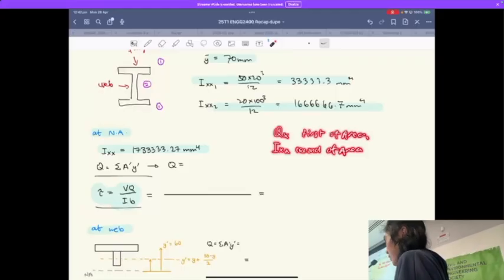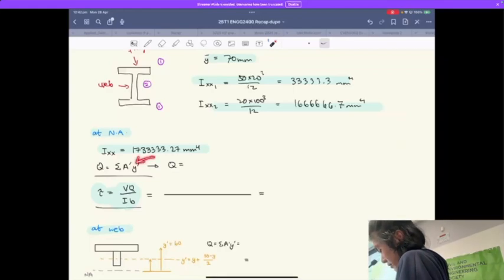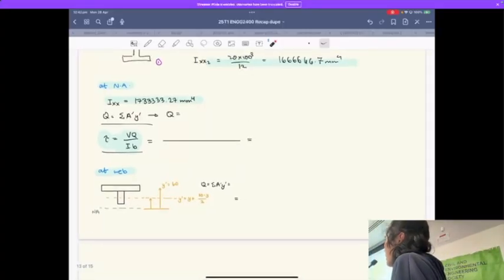This is the only time in the course that I've actually seen Qx being used. The formula for Ix is bd cubed on 12, as you know. This one is just area times y bar, I'm pretty sure. Is that total area? Yes, it's basically the area of all of the components.